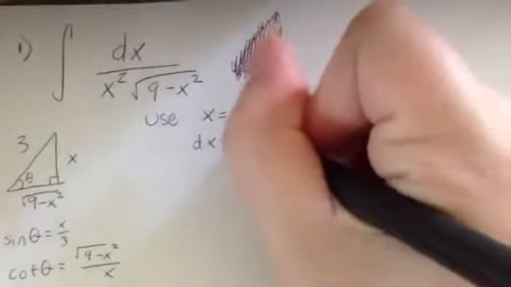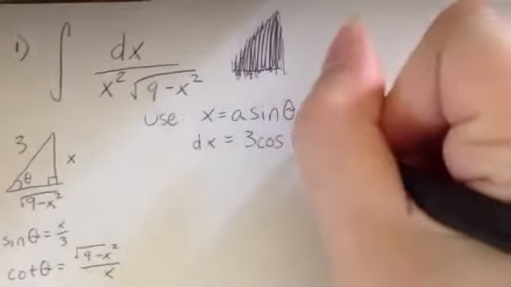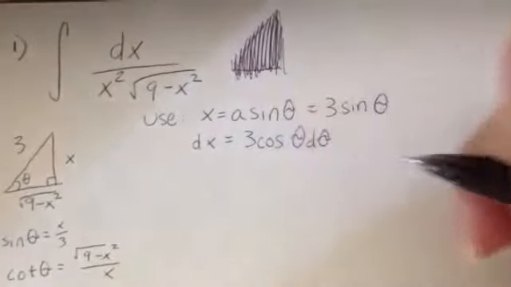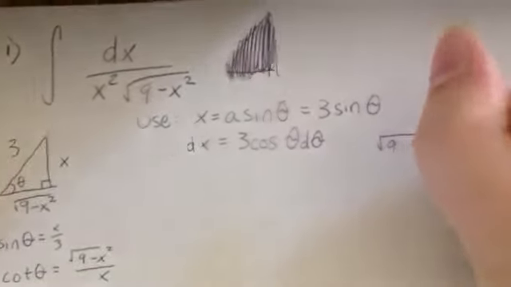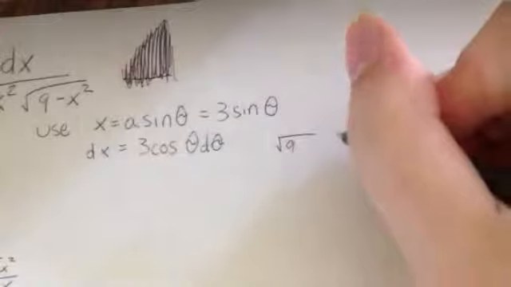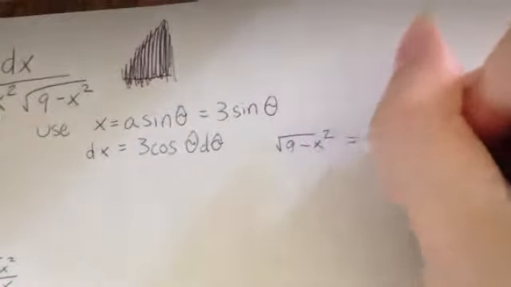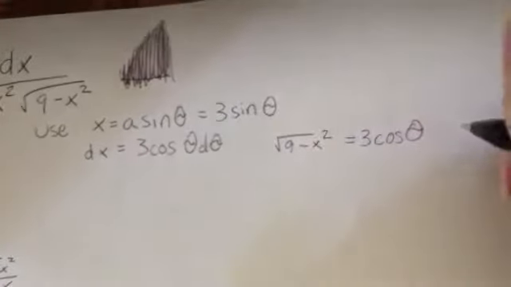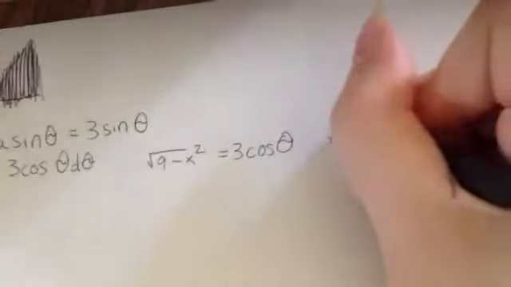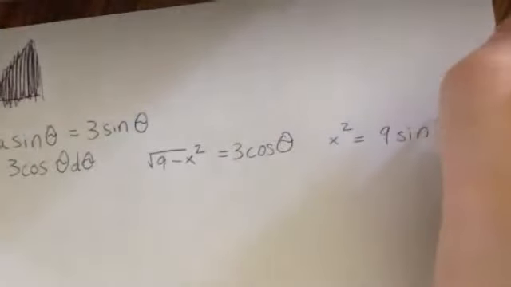With that, you can find out the derivative for the x. So dx is 3 cosine theta d theta. You also are going to want to write down some of the important things here. So using this trigonometric identity, you'll discover that the radical expression is equivalent to 3 cosine theta, and that x squared is equal to 9 sine squared theta.